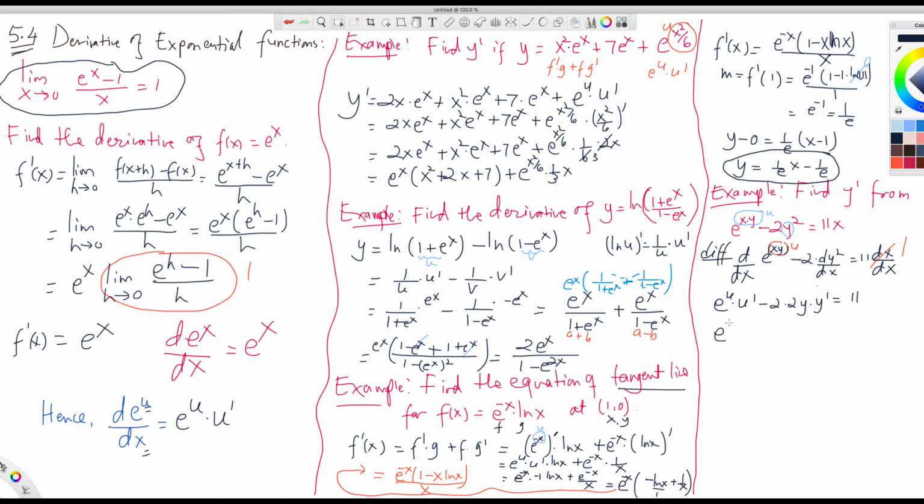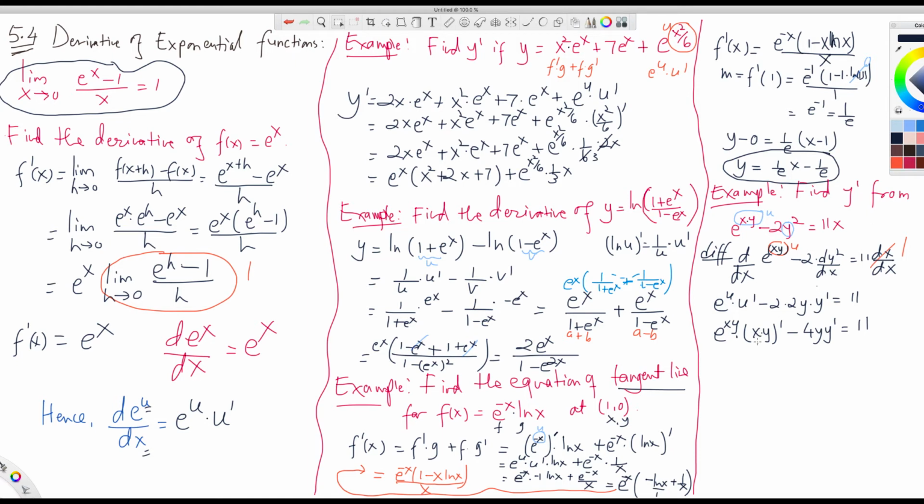e to the u is e to the xy times, what is u prime? u prime is x y prime, right? Minus 4y y prime equals 11. Now this is a product of x and y. They are both variables, right? So you need to use f and g there.